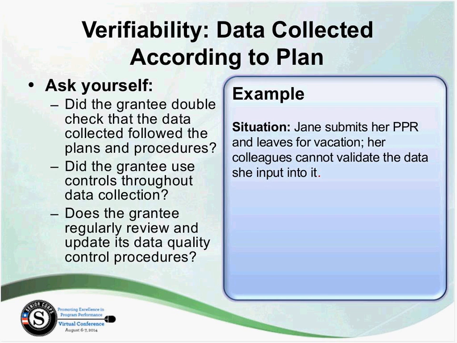So using Jane's RSVP program, let's imagine that Jane is leaving for vacation tomorrow and wants to get her PPR submitted before she leaves. She quickly enters the data and hits submit to ensure that the report is received at the corporation state office on time. While on vacation, her project gets a call from their corporation state office program manager with questions about data. Since they did not compile the report, Jane's colleagues are not able to verify that the data was collected and reported according to plan. Is it an acceptable practice?